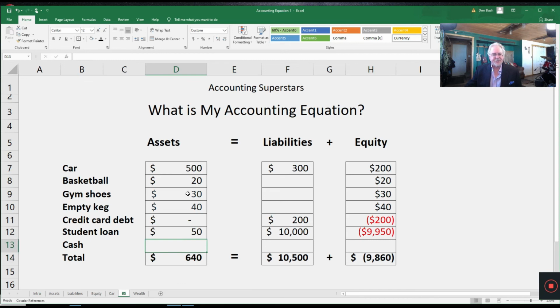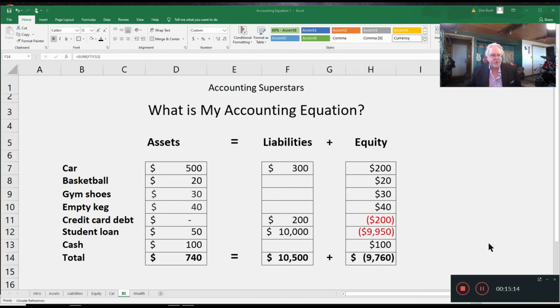And cash here, let's say you've got $100 on you. That's all you got. And you don't owe anything. That's your $100. And so your equity in that $100 is $100. So check it out. The accounting equation still balances out. 940 on the left. If you were to net the 10,500 under liabilities and a negative 9,760 for equity, it would all balance.